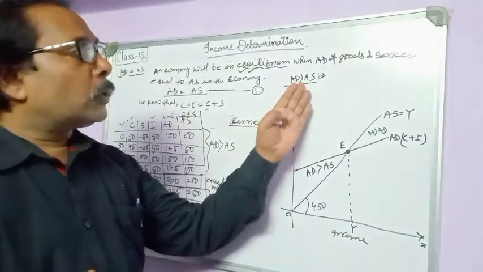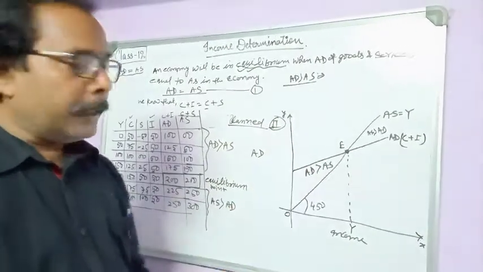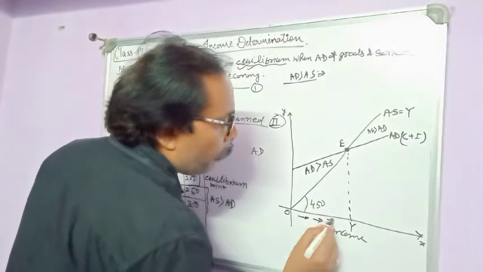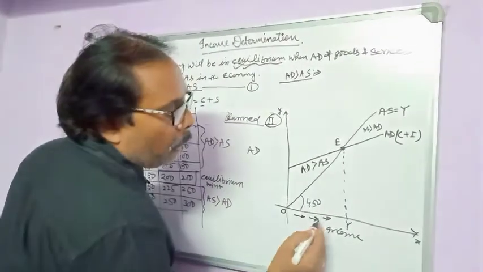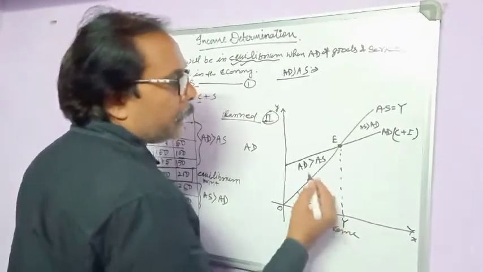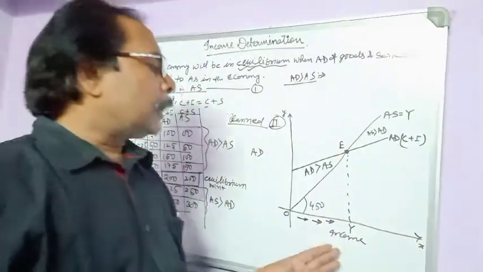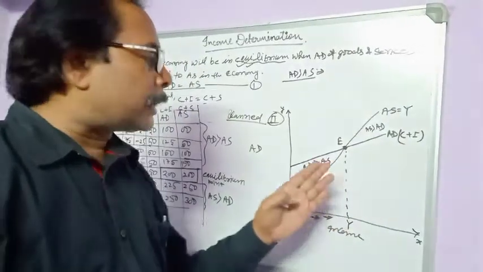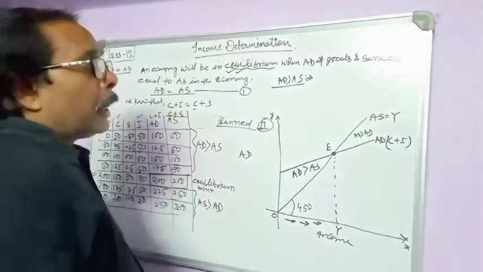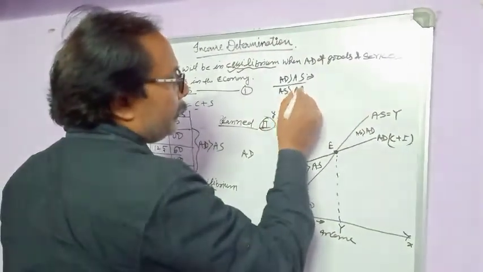So in this situation, the firm is unable to maintain the desired level of inventory. To restore the desired level of inventory, it will start to increase employment. As employment increases, automatically the output and the income both will increase, and it will continue till the economy comes to the desired level. Clear?